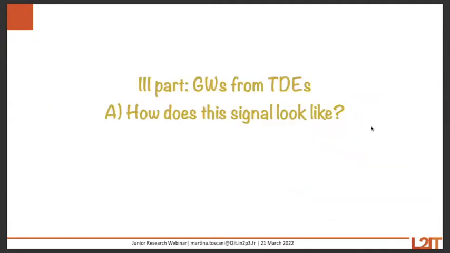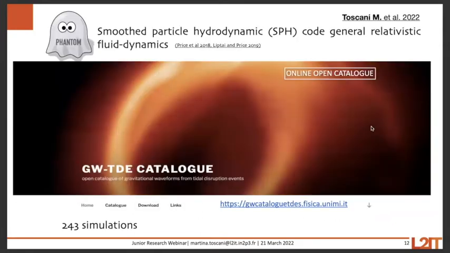Okay, so if we know that in the future we will have instruments to observe gravitational waves from tidal disruption events, it is important to know in advance how the signal from these events will look and what kind of information we can extract from this signal. This was one of the main questions that I tried to address during my PhD.